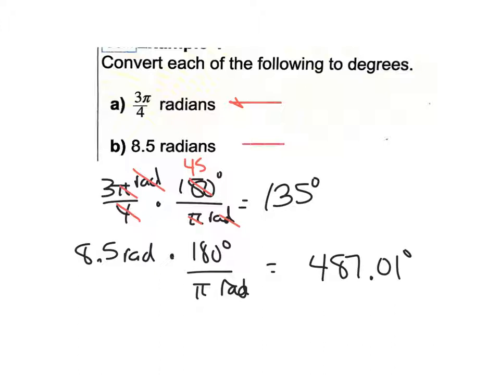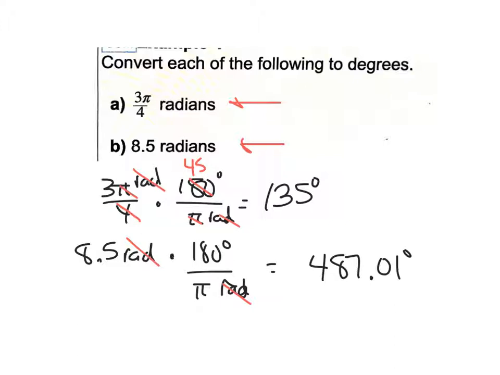One more, they gave me 8.5 radians, no pi in it. You don't have to have a pi in radians, but a lot of times they do. So I did this, my radians cancel, and then I just punched it straight in the calculator. 8.5 times 180, divided by pi. Remember the pi button's right above your exponent button, and got 47.01 degrees.